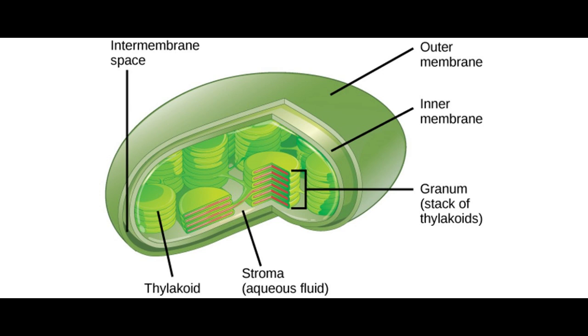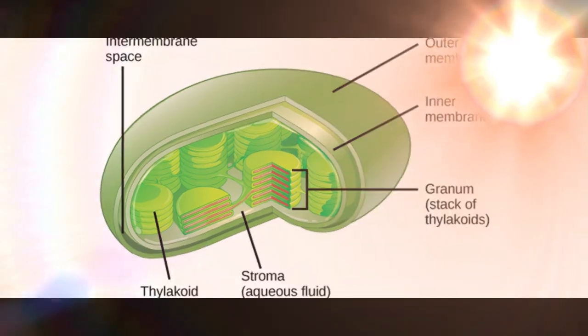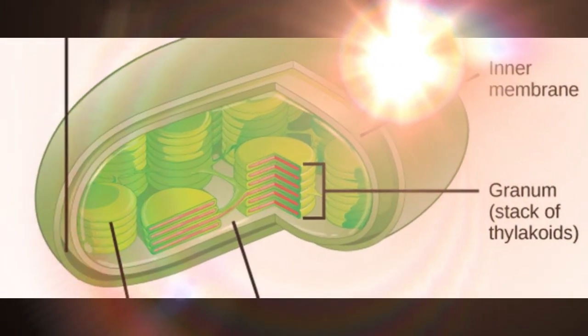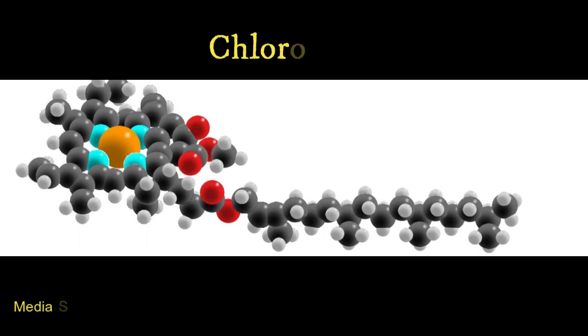The chloroplast has two membranes with a fluid-filled space called the stroma. The disc-like structures are called thylakoids, and the granum is a stack of thylakoids. This is where the light-dependent reactions of photosynthesis occur. Chlorophyll, a green pigment, is found in chloroplast and helps regulate this process of photosynthesis.